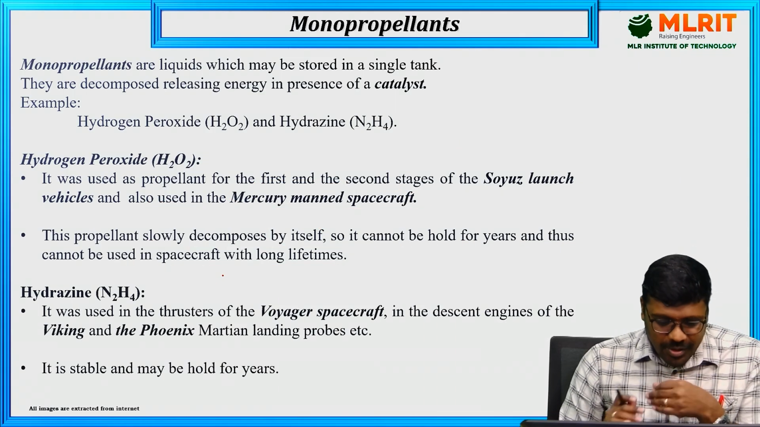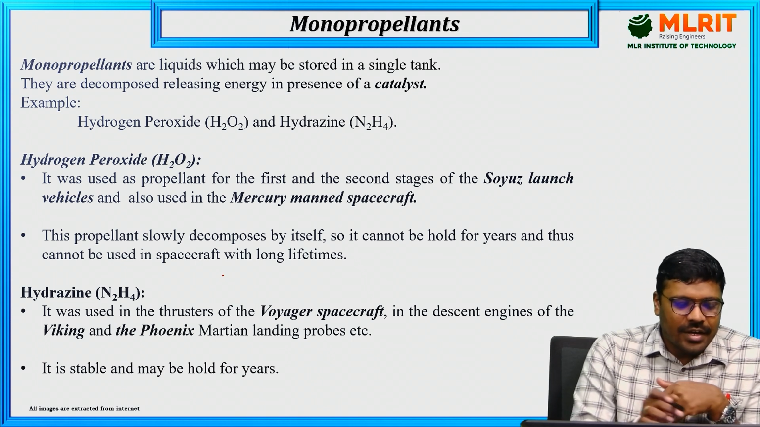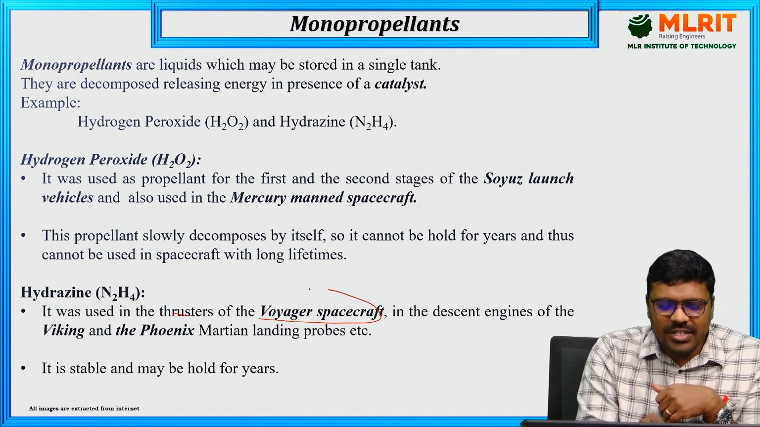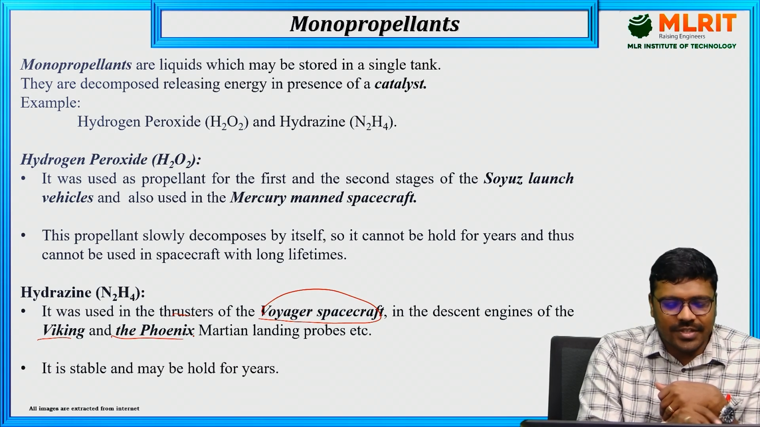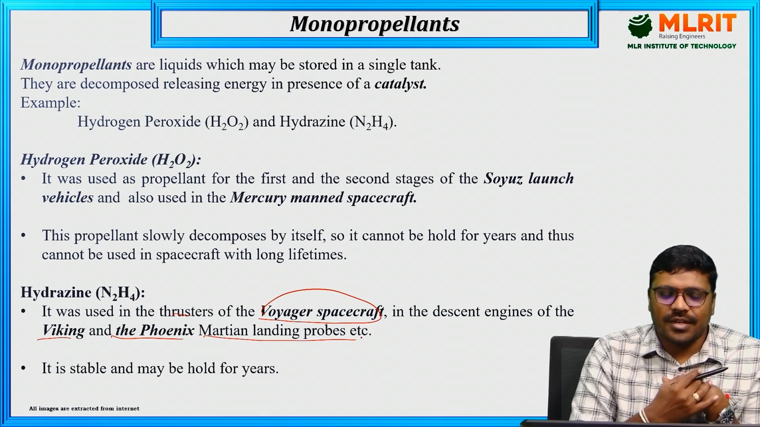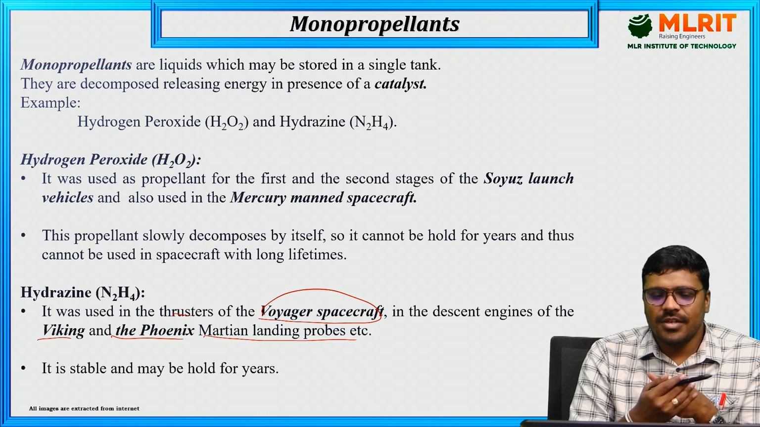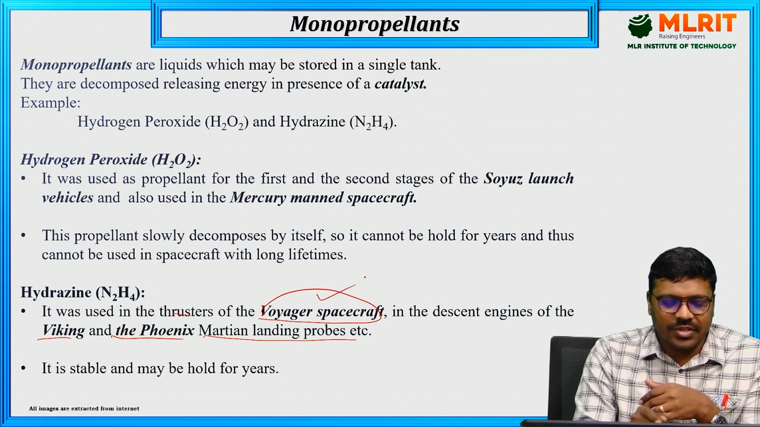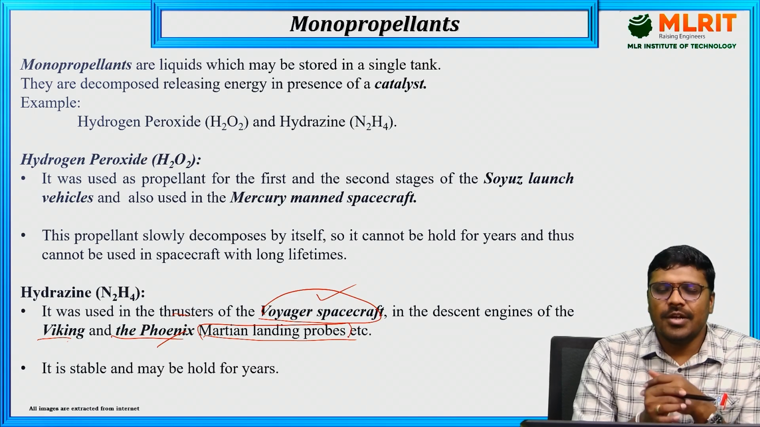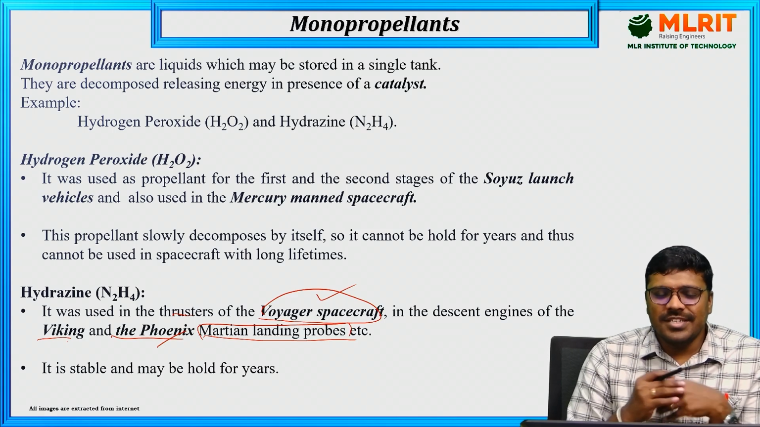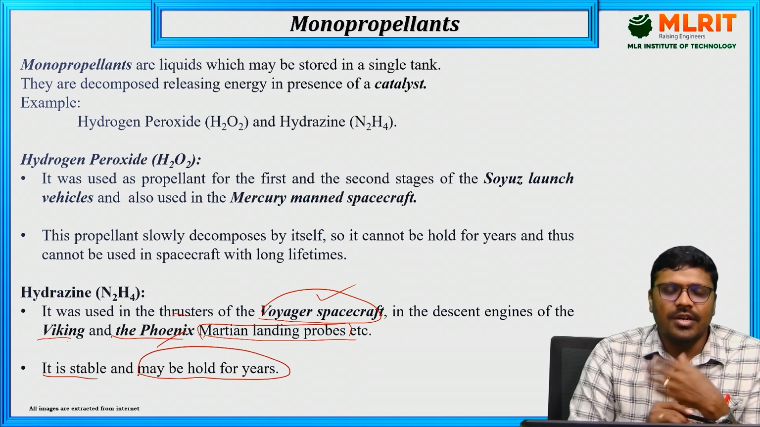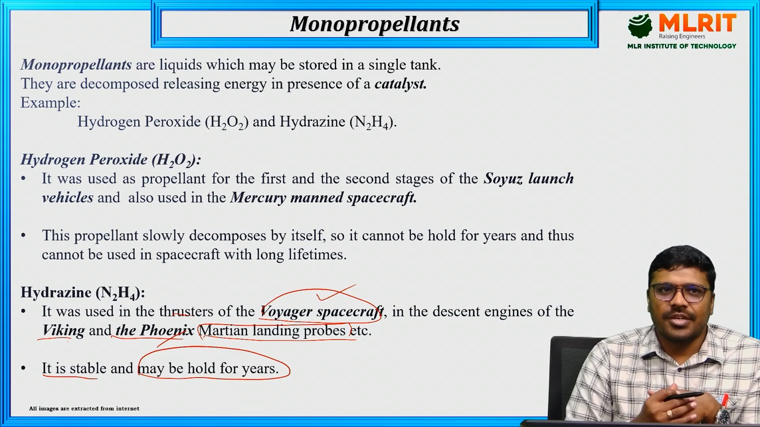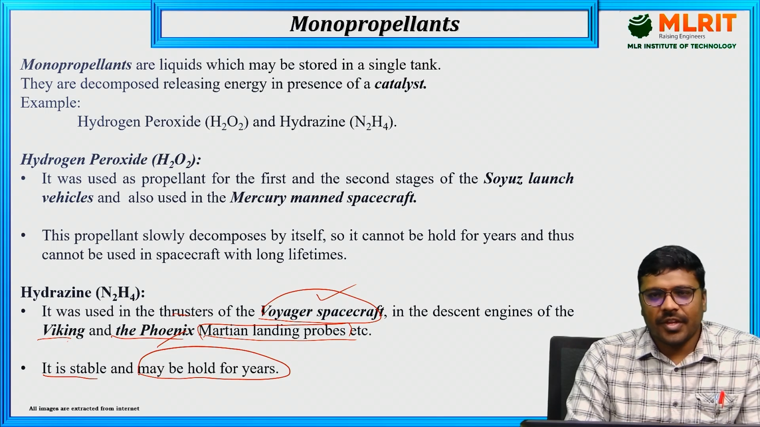Coming to the next propellant, monopropellant hydrazine. It was used in the thrusters of the Voyager spacecraft, and in the descent engines of the Viking and Phoenix Martian landing probes, etc. It is used for space applications. It is stable when compared to hydrogen peroxide, and we can store this for many years, for a long duration.